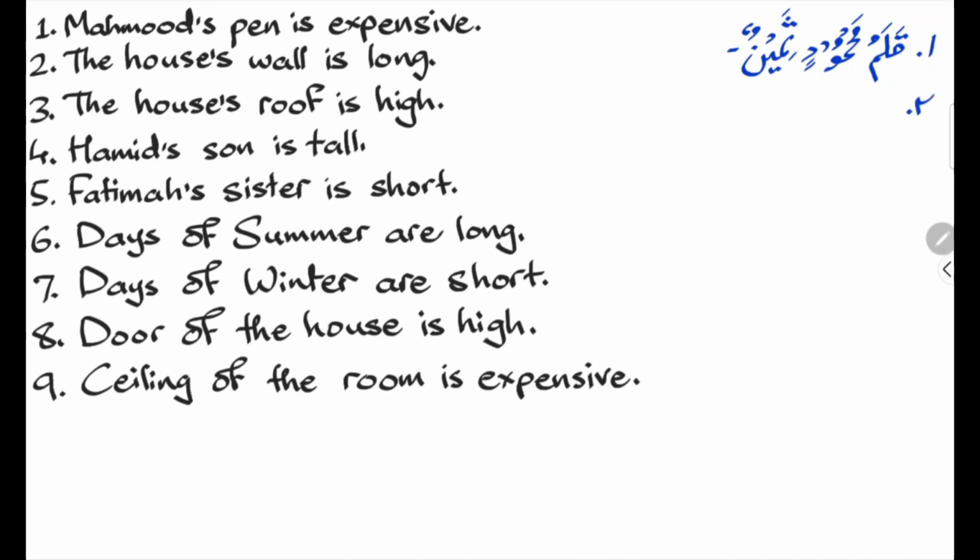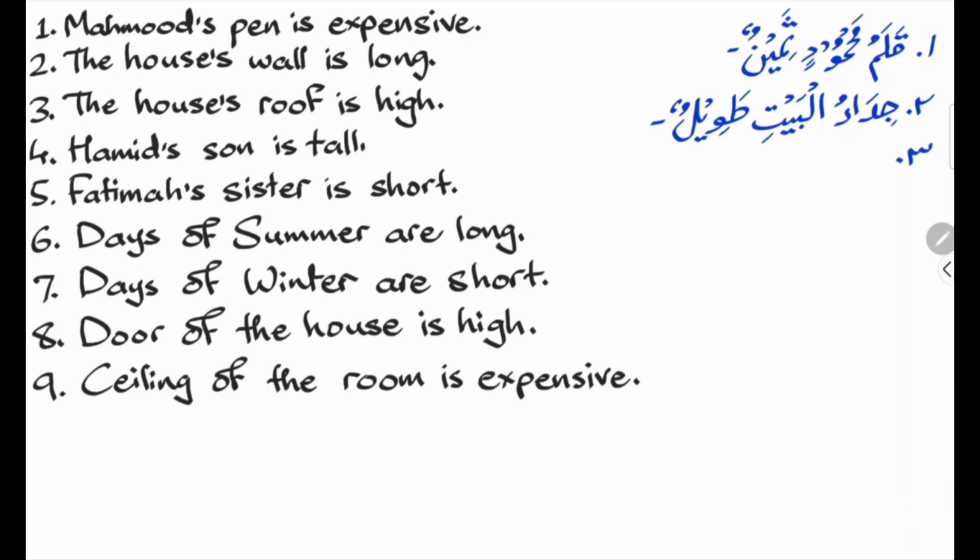Number 2. The house's wall is long. The house's wall, that's mudaf mudaf ilayh, and a single mubtada. Long is the khabar. So taking the house's wall, first we translate wall, which is the mudaf. Wall in Arabic is jidar. Jidaru, the house, jidarul bayti is long. Long in Arabic is tawilun. So there you have it. Jidarul bayti tawilun, the house's wall is long.